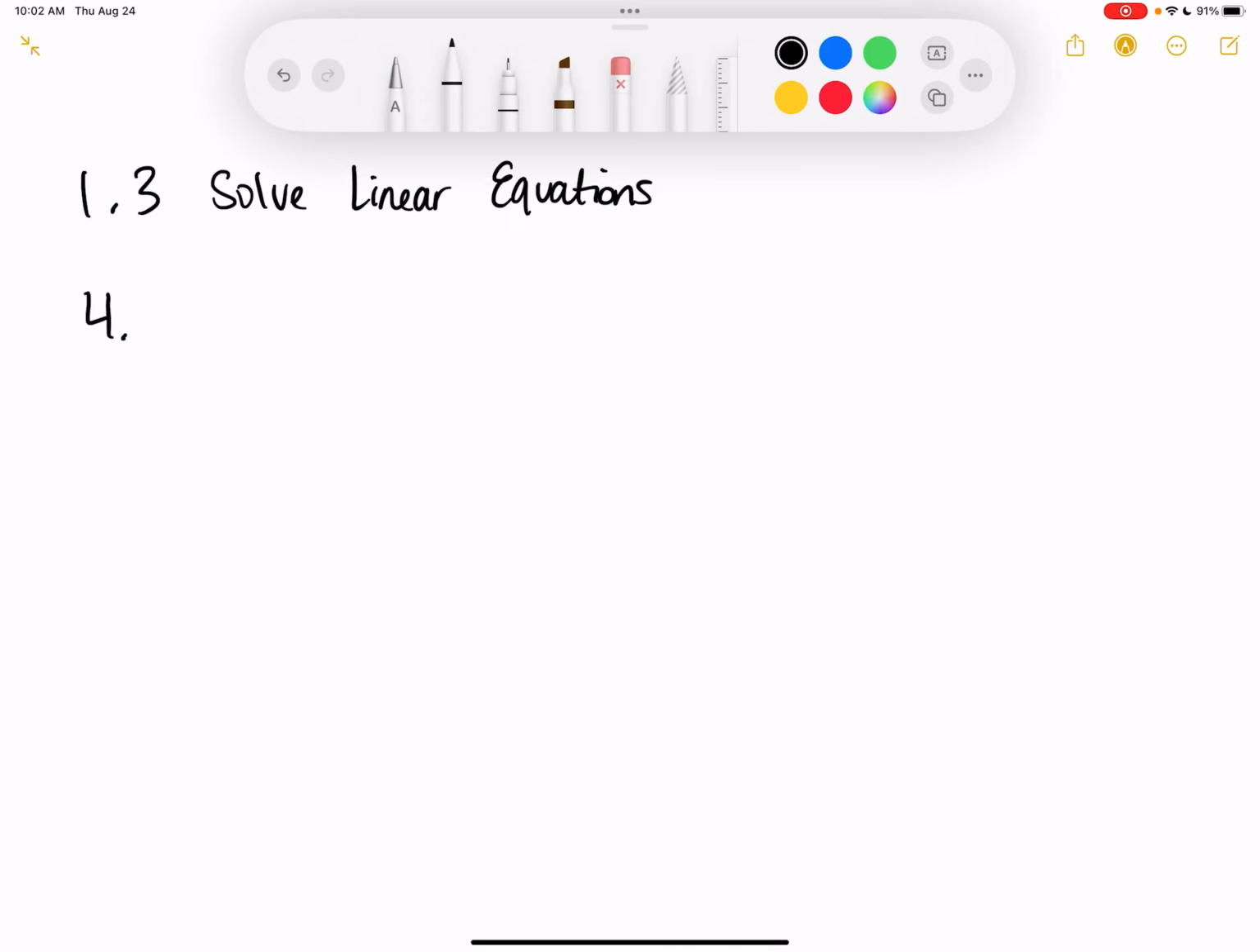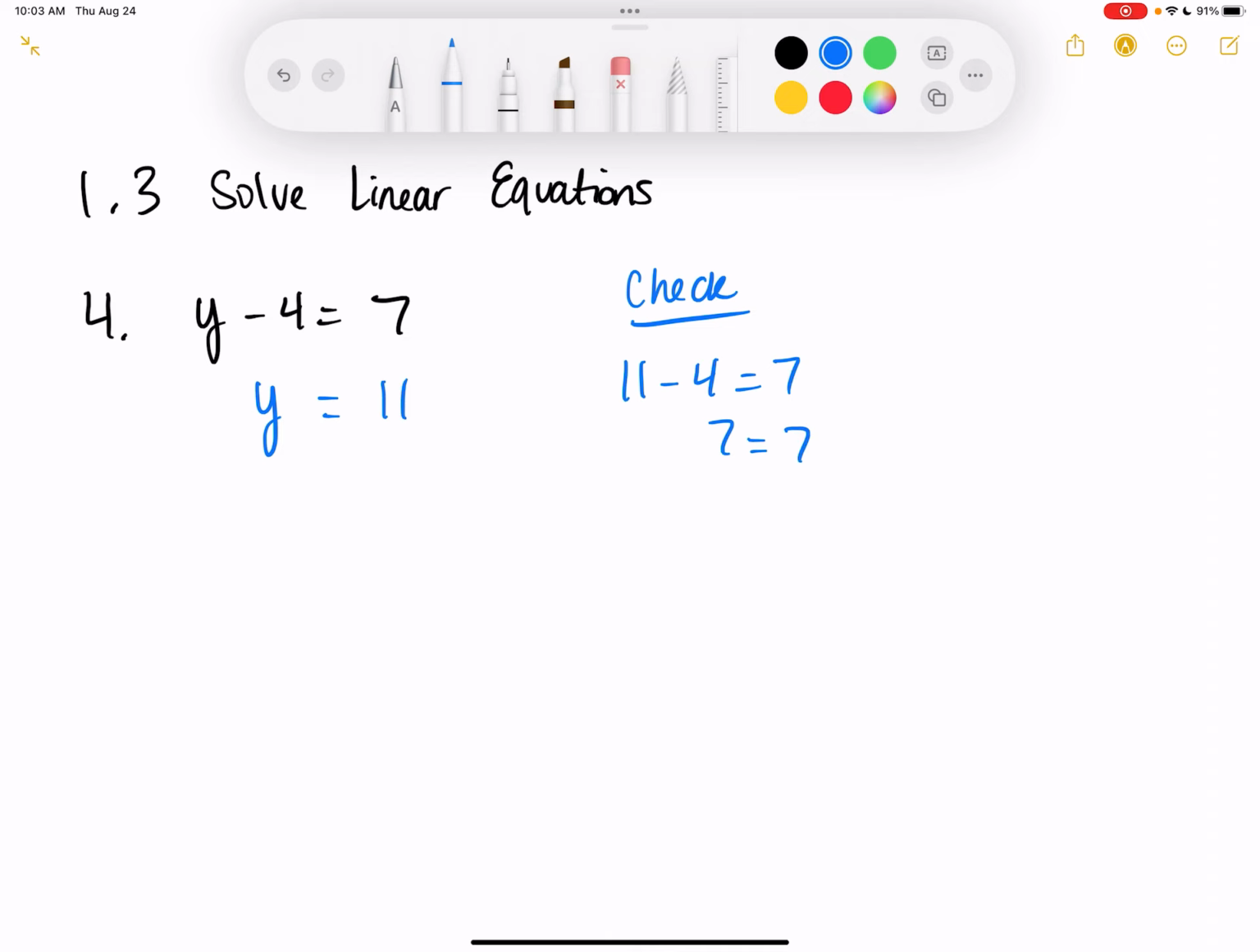So number 4, y minus 4 is equal to 7. How do I solve that? So y equals 11. So then we so kindly plug it back in. 11 minus 4 equals 7, so 7 equals 7. Why? They're just dumb.